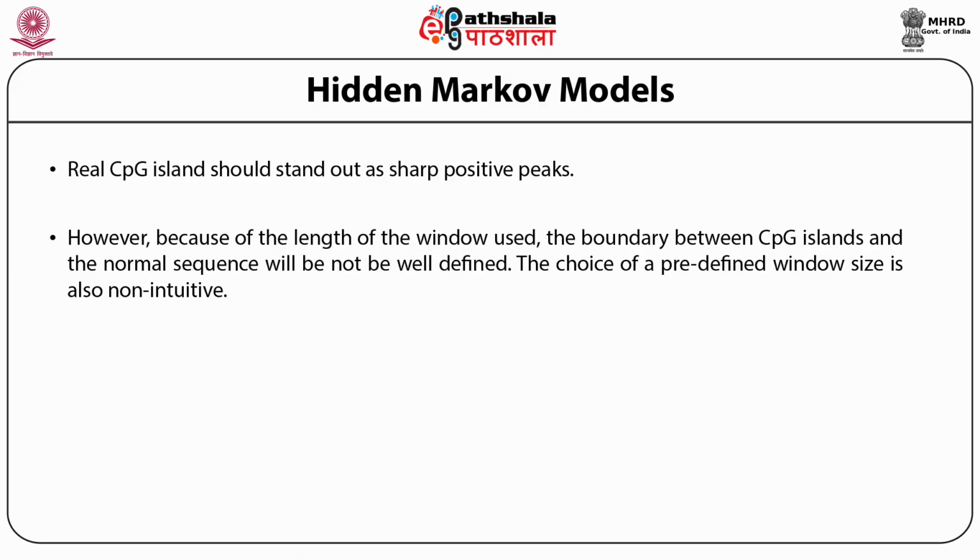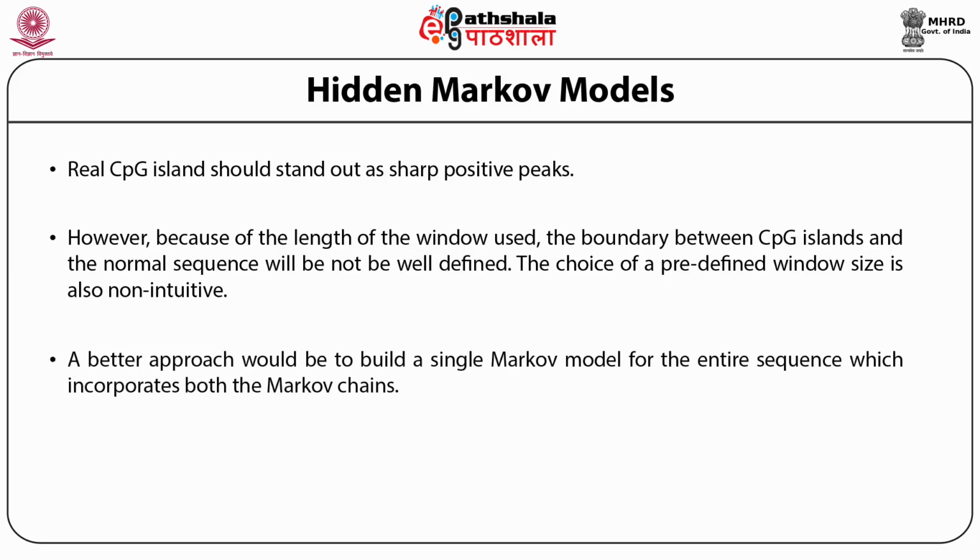Unfortunately, because this window length is rather large, what would happen? At the boundaries, it is not going to come down very sharply. It's going to come down rather slowly, which would mean that I have difficulty in identifying the boundary where one CPG island ends and the non-CPG island region starts. Now what can I do for this?